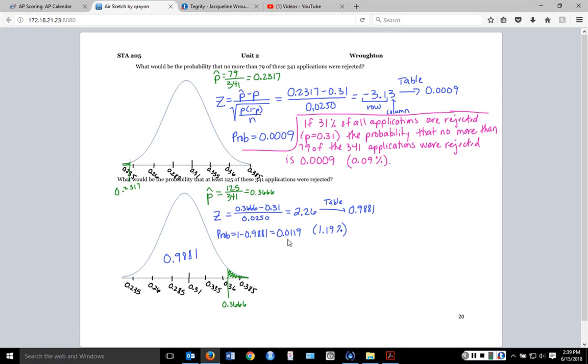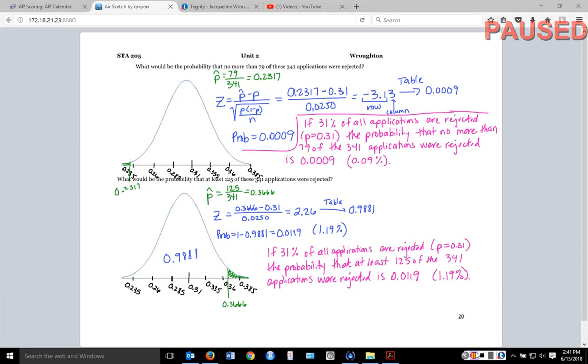The last thing here to do is to interpret it. So let's see if that part matches. So following a similar approach from above, if 31% of all applications are rejected, p is still 0.31 as it was above, then the probability that at least 125 of these 341 applications were rejected is our 0.0119, which is 1.19%.